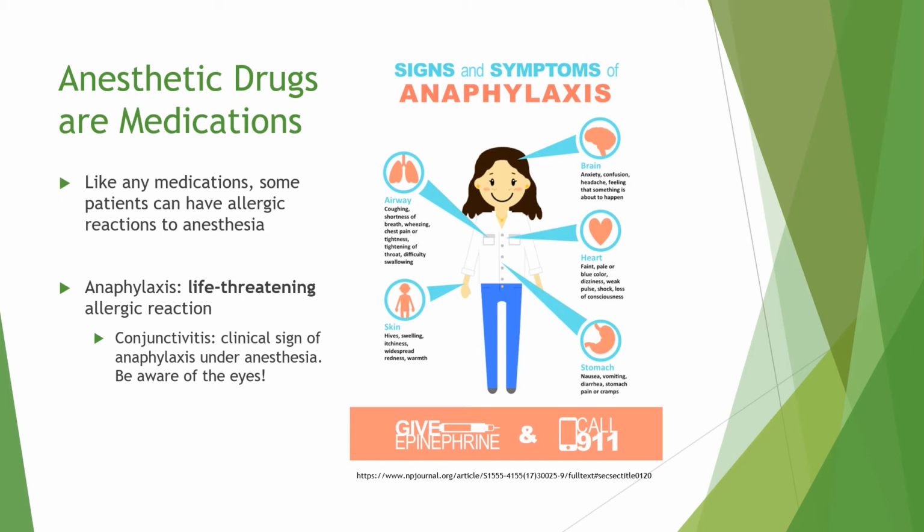One thing to be aware of is that anesthetic drugs are still drugs. Like any medications, patients can have allergic reactions to anesthesia. So before surgery, it is always important to note if the patient has allergies to anything, from drugs to latex to any other materials. An emergency situation would be anaphylaxis, or life-threatening allergic reaction, and there are a whole host of symptoms and signs that you can note on the side there, and hypotension, tachypnea and shortness of breath are among them.